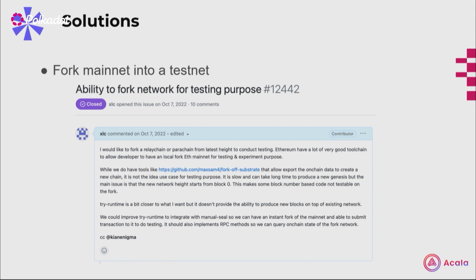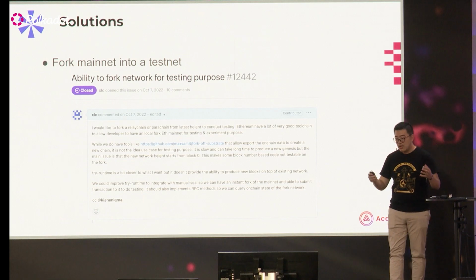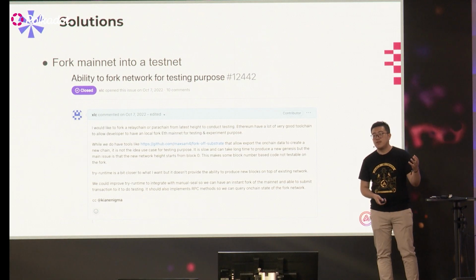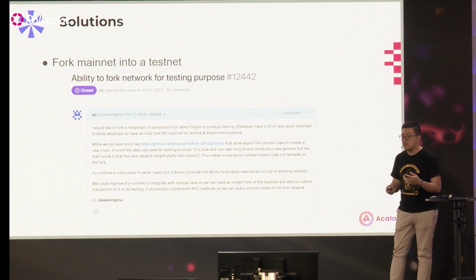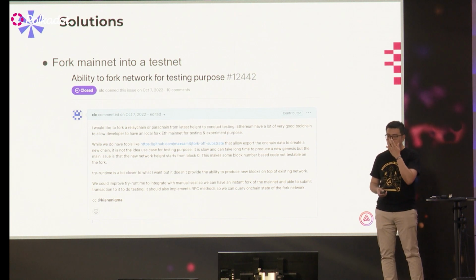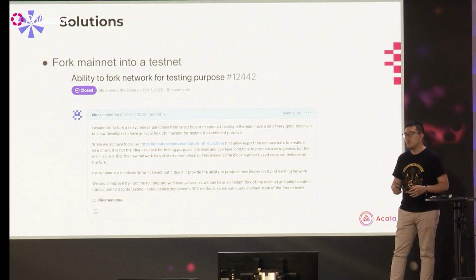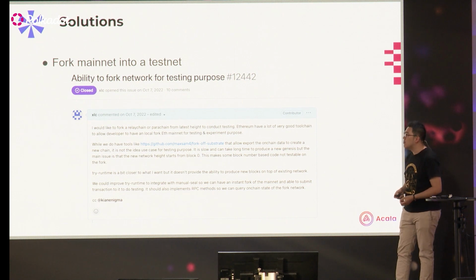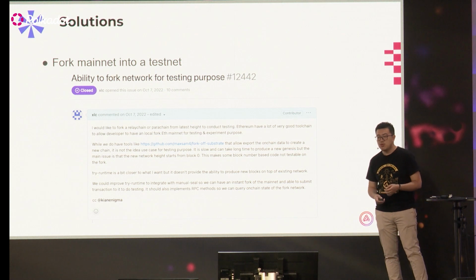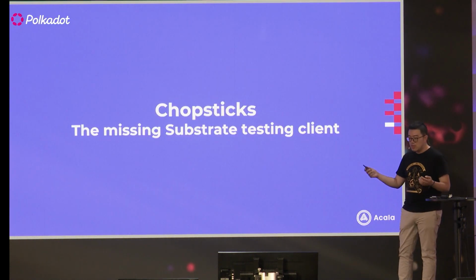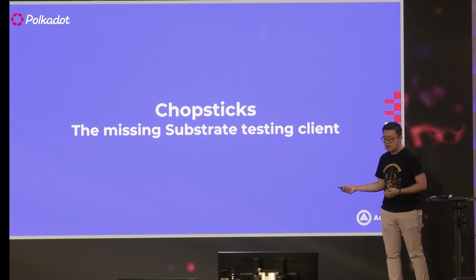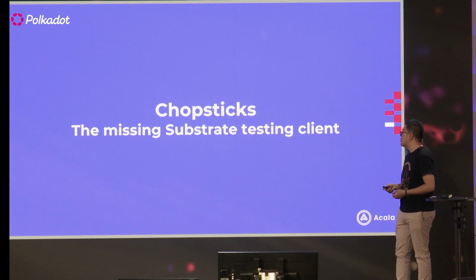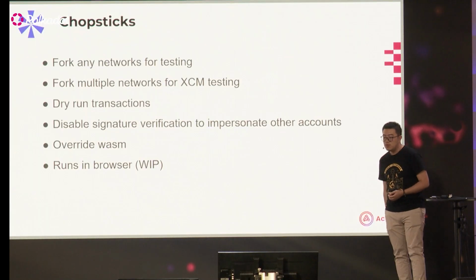In 2022, I wrote another issue because I was looking at the Ethereum developer experience. Everyone is using Truffle and other things to simulate transactions on a local testnet so they can try locally before doing it on the mainnet. And we don't have such tools on Substrate. We need one. So there's Chopsticks, the missing Substrate testing client we are building.